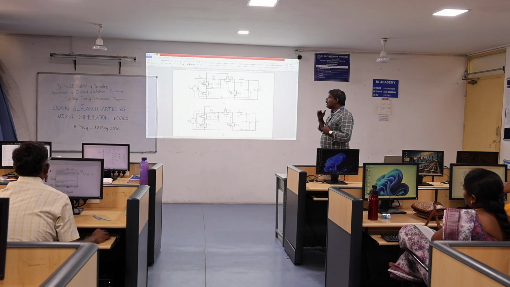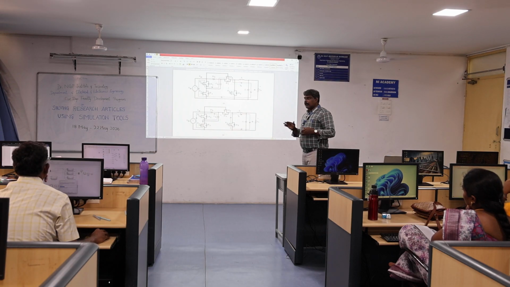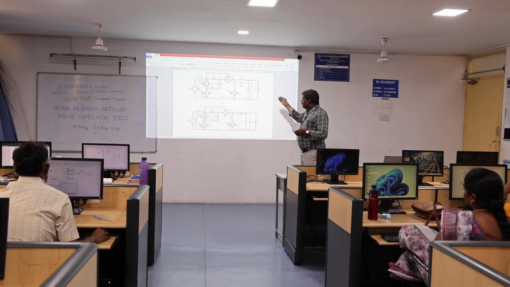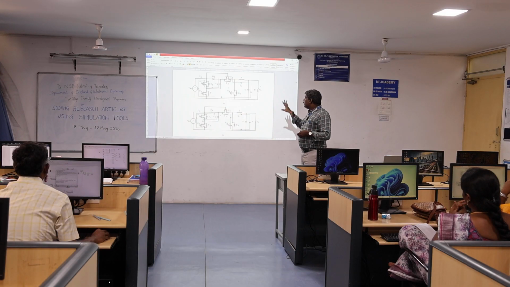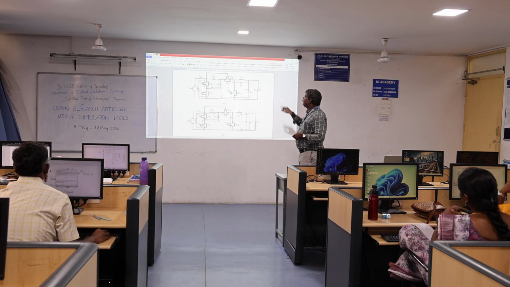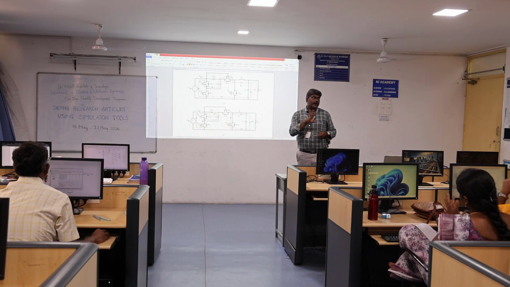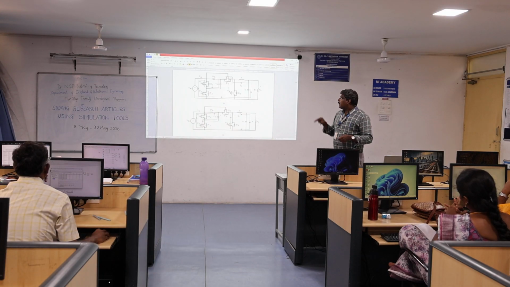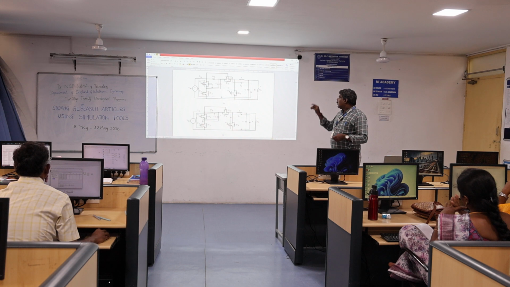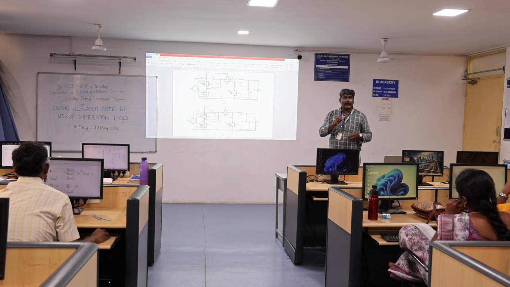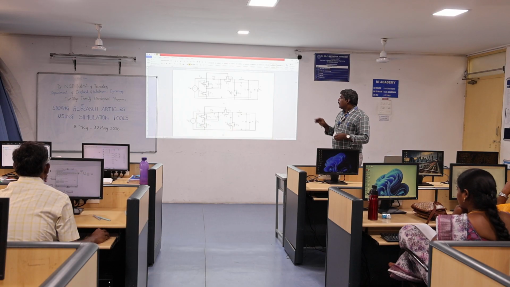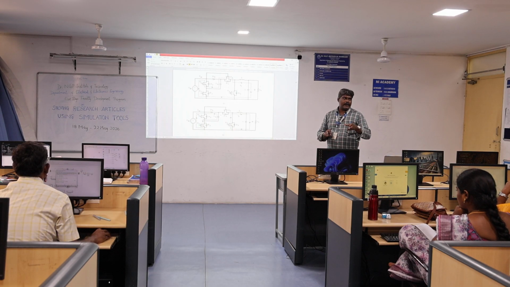Before we form the state variables, just look at the circuit here. You have 2 capacitors and 1 inductor, so you have 3 storage elements. For the inductor, you can consider the inductor current as a variable. Next, for a capacitor, you can consider the capacitor voltage as a variable.